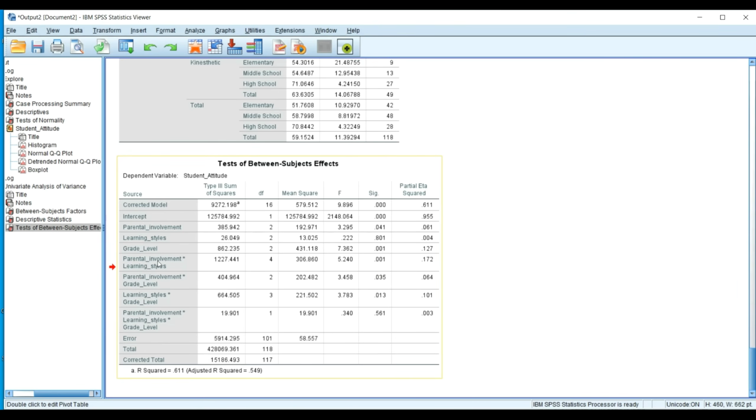Again, we have the parental involvement and learning style interaction. Remember, we have hypotheses 1, 2, 3, 4, 5, 6, and 7, from the previous explanations I gave. Now you can see that the interaction of parental involvement and learning styles has a positive effect, contributes to students' attitude towards science, because we have the p-value less than 0.05.